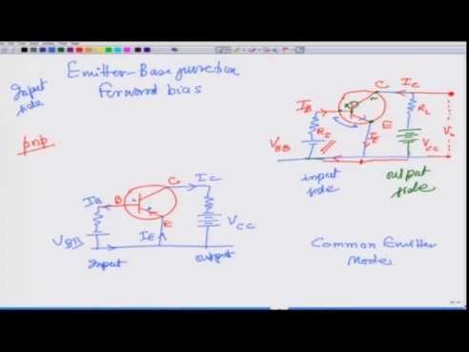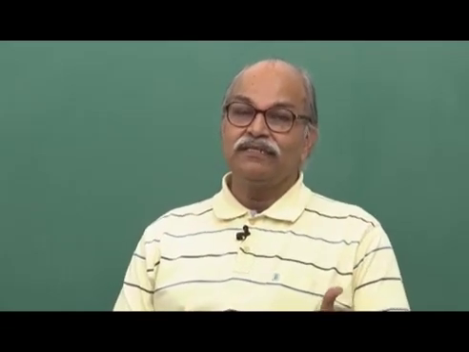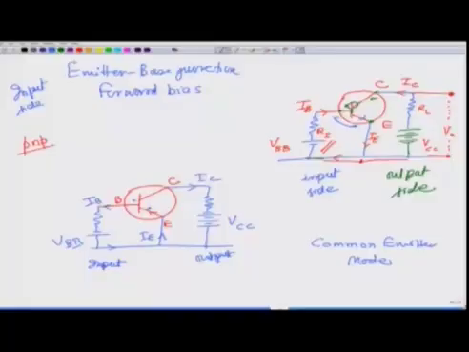Another useful configuration is where the base is made common. If you make base common, how will this basic circuit look like? Let us do that. So, once again start with a transistor and base is common. Let me now draw the base like this, and you have emitter input.